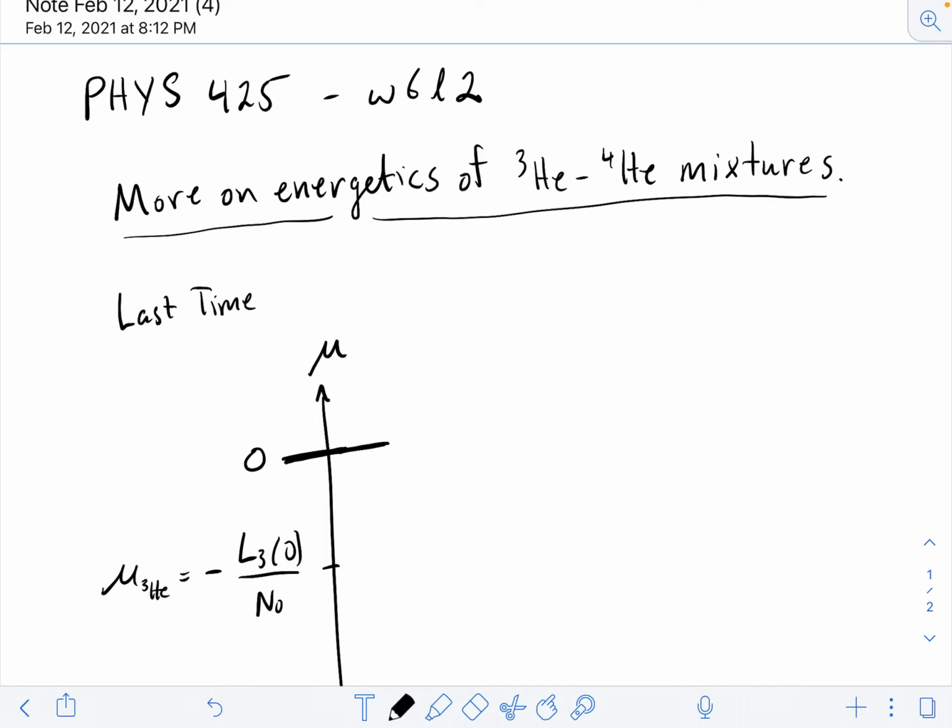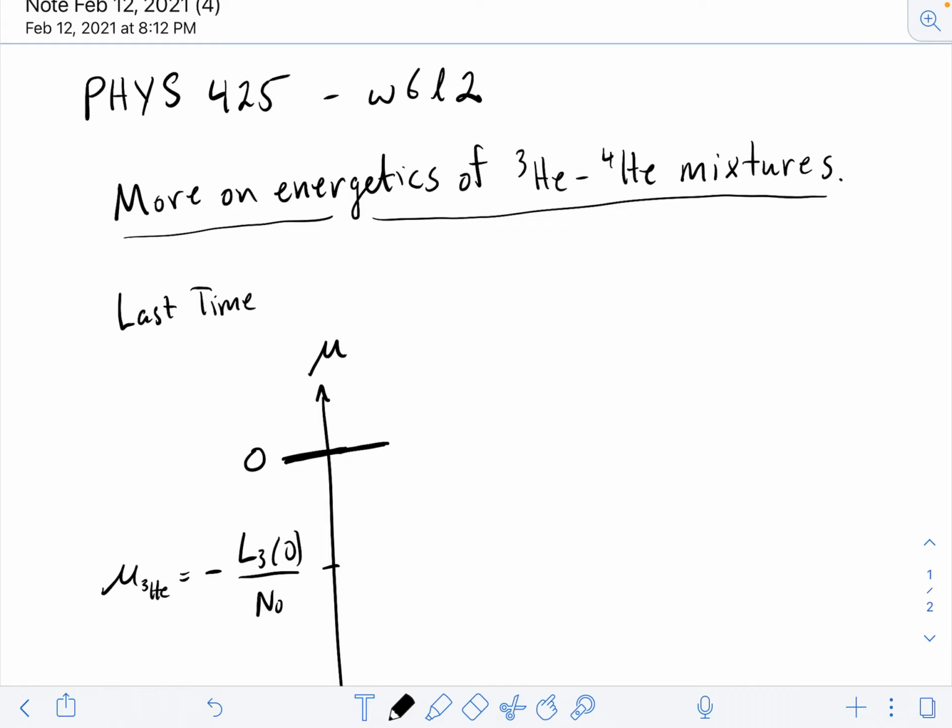I'm not going to start with the roadmap today because we're not going to make very much progress along that roadmap. We're still going to be talking about the energetics of helium-3 and helium-4 mixtures. In fact, today's video will probably be a little bit short, and that's okay because we've had some longer ones recently, and so this will be a little bit of a break.